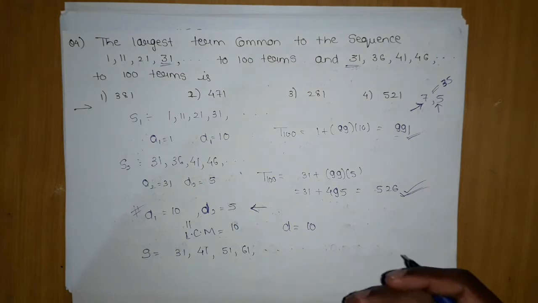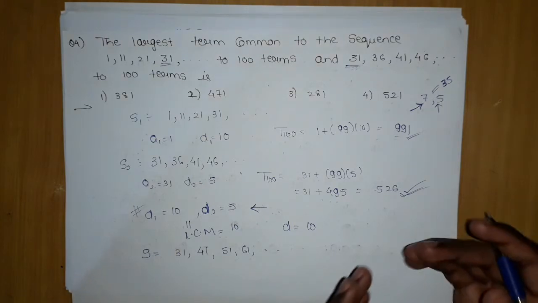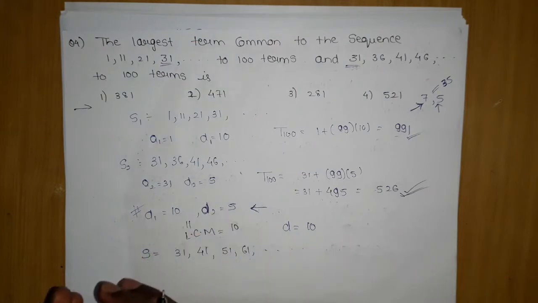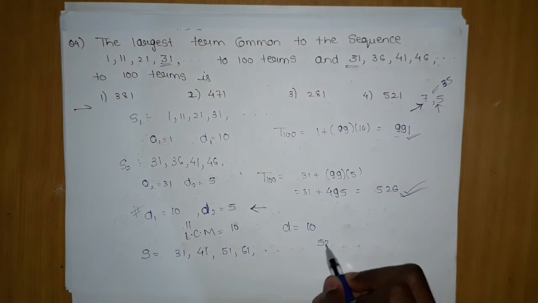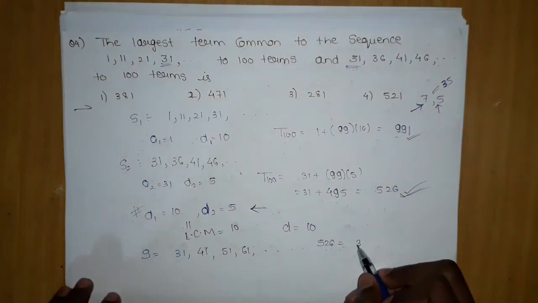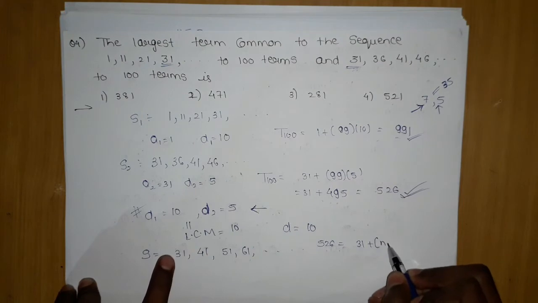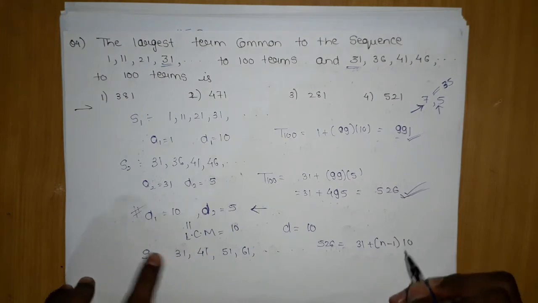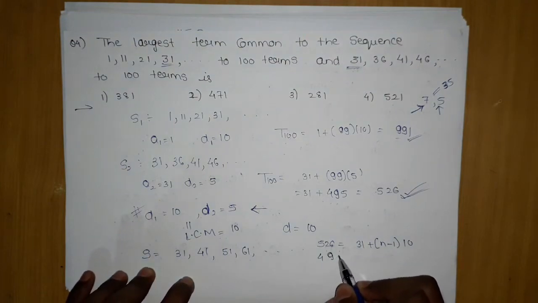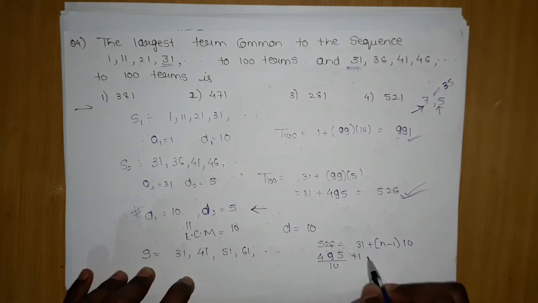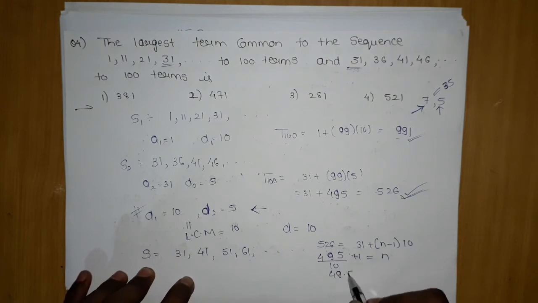Now to find at what n, or what nearby n, this minimum number can occur in this sequence. For that put 526 equals A, which is nothing but 31, plus n minus 1 into D, which is 10. After solving, what you will get? 495. 495 by 10 plus 1 will give you n, which is nothing but 49.5 plus 1, so n is 50.5.